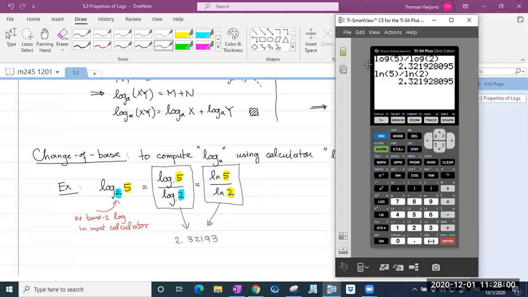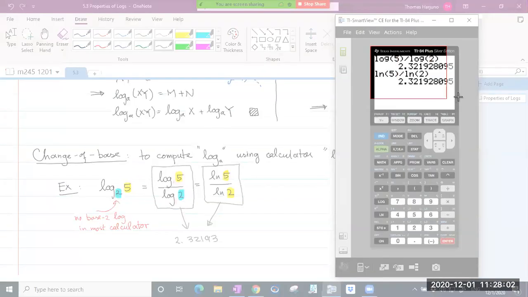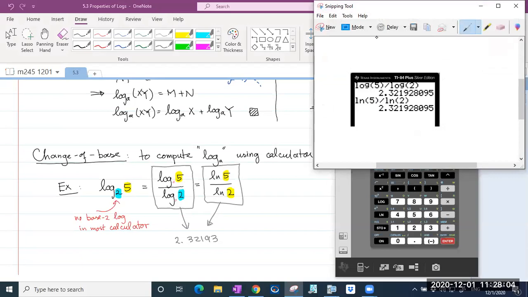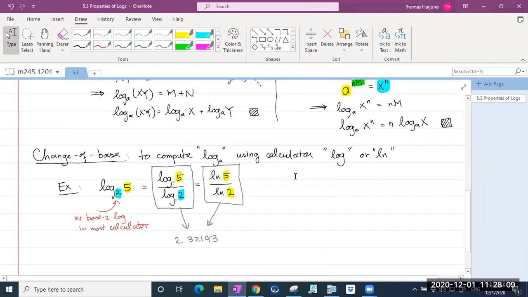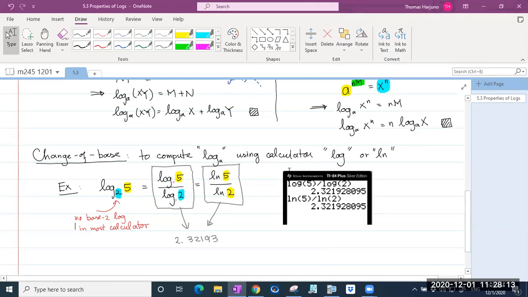Make sure you know how to use your calculator though. My assumption is you don't use TI-83 or TI-84. These are graphing calculators, so you're not supposed to use graphing calculator in this class. And round it to 5 decimal places.